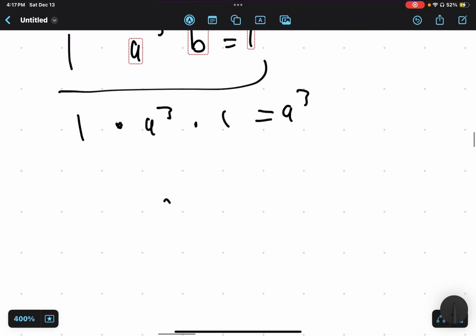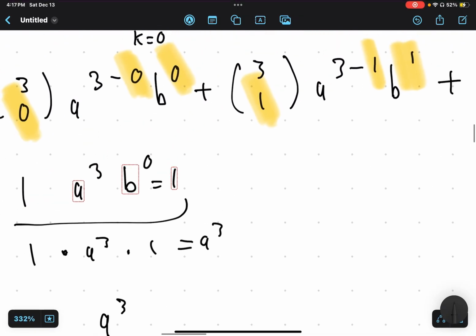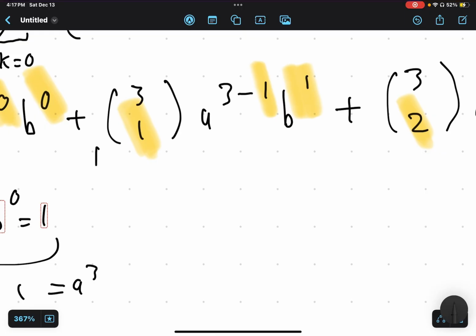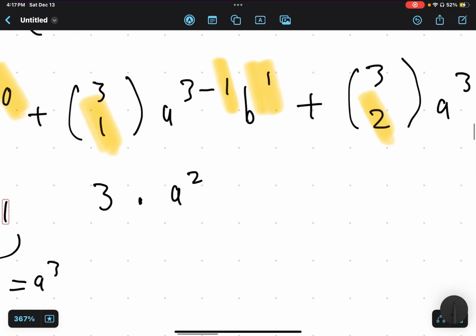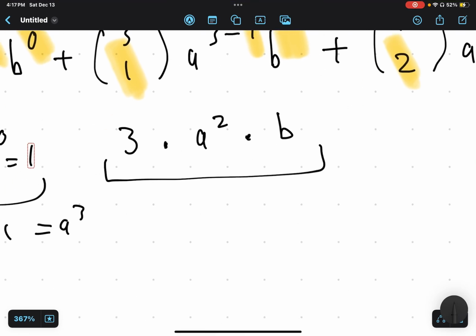Then we're going to do the second one. I'm going to write these down here so we can go back to them. We're going to add them all together when we have them simplified. So the next one, this one right here, is 3 choose 1. So that is 3, times a to the power of 3 minus 1, that is a squared, times b to the power of 1, which is just b. So this equals 3 times a squared times b. We cannot simplify this anymore.